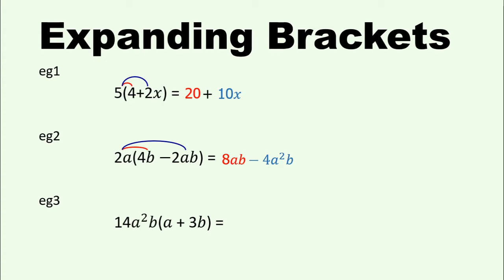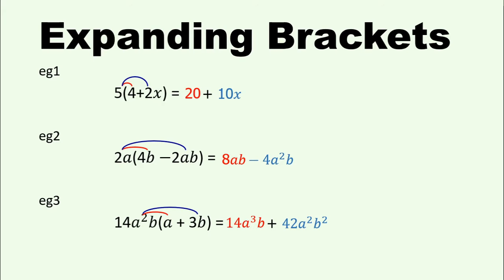For example 3, we're multiplying again a number and variable combination term by the terms inside the bracket. That's 14a squared b times a will be 14a cubed b. And then we're doing 14a squared b times 3b. That will be plus 42a squared b squared. Now, if you have any trouble understanding how these brackets expanded out, you're going to have a look at our previous lesson on expanding brackets.